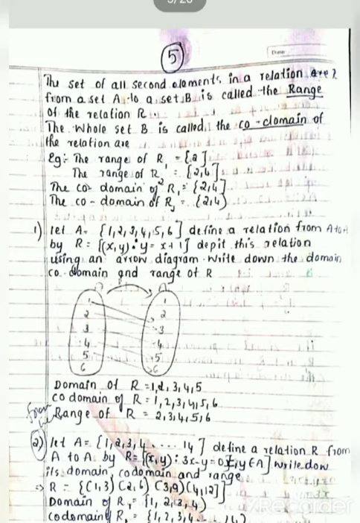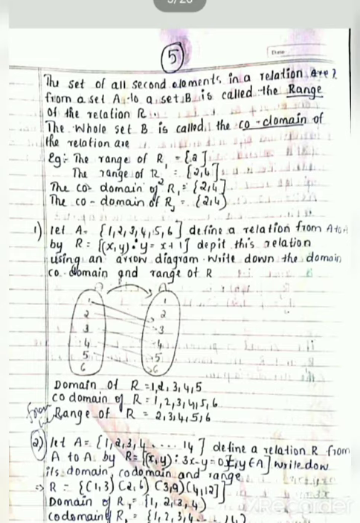Let A equal 1, 2, 3, 4, 5, 6 and so on up to 14, meaning 1, 2, 3, 4, 5, 6, 7, 8, 9, 10, 11, 12, 13 and 14. Define a relation R from A to A by R equals the set of all (x, y) such that 3x minus y is equal to 0, where x, y belong to A. Write down the domain, codomain and range.